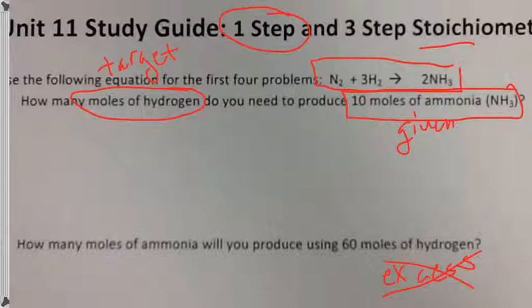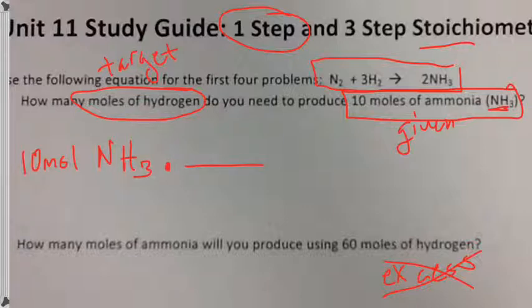So, once we've got the target and the given identified, your problem for a one-step problem is going to start always with the given. So in this case, you write down the given, 10 moles of ammonia. And they actually gave me the formula right here, but we could find it in the actual problem as well. So I'll put 10 moles of ammonia, and then it's a conversion problem, so you're always going to need a dot and a line.